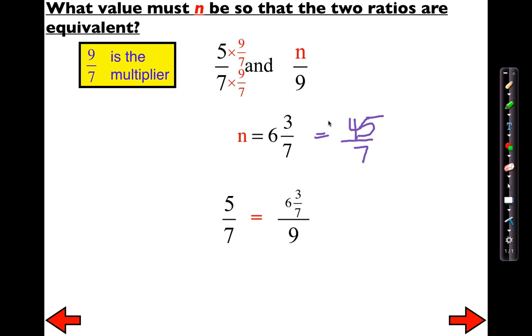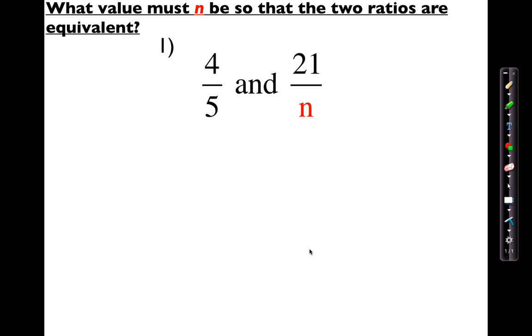Okay? So if I were to go ahead and write this value in for n, this is what it would look like. Please understand this is also correct. 45/7 over 9. All that I did was take the value for n and substitute it in for the actual variable here.